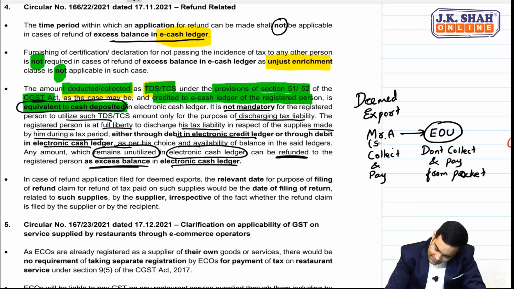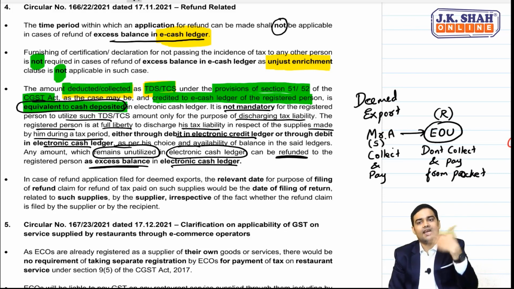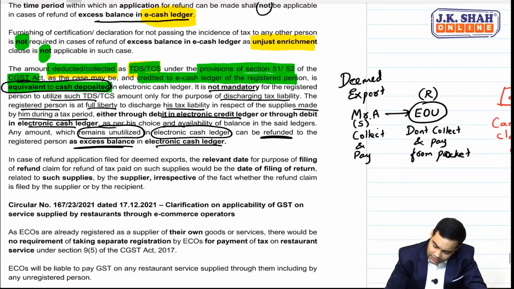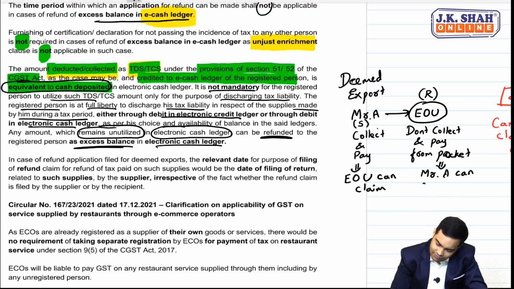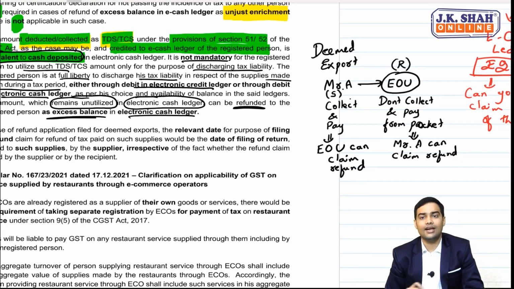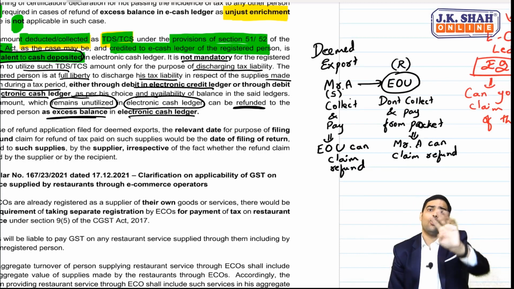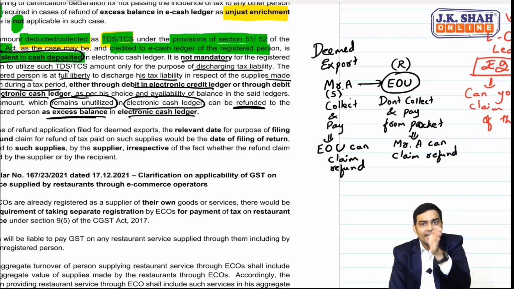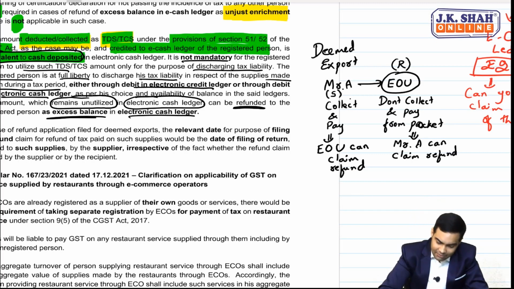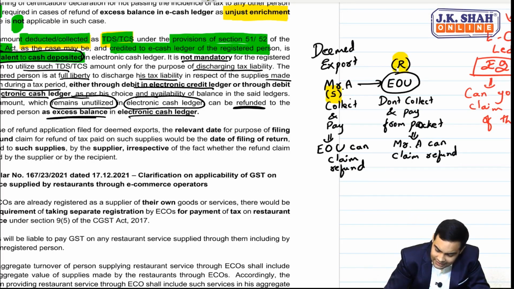If supplier is collecting tax and paying it to government, then EOU has borne the tax. EOU can claim refund. Correct. If you don't collect from EOU and pay from pocket, then Mr. A can claim refund because he has paid from pocket. Now, that means, can I say, deemed export refund can be claimed either by the supplier or by the recipient? Yes, in case of deemed exports, the refund can be claimed either by the supplier or by the recipient.